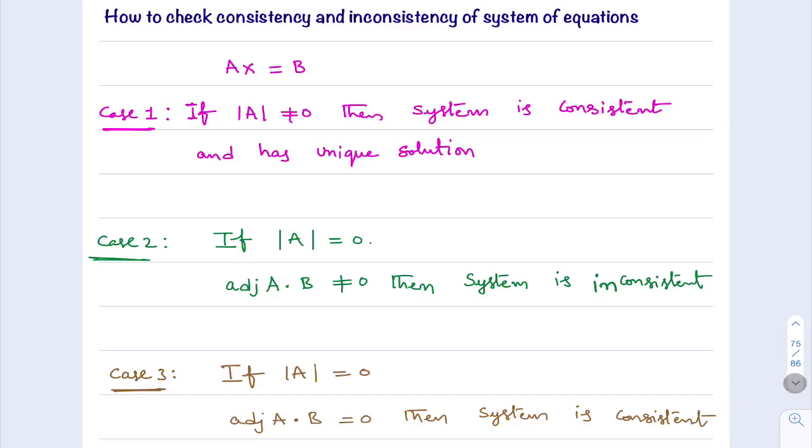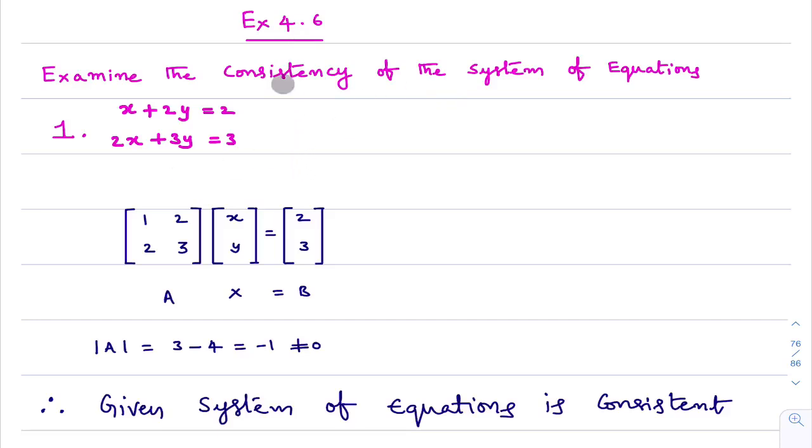Exercise number 4.6. Total 6 problems are there related to consistency. So in this class, first I am doing consistency and inconsistency related problems. Examine the consistency of the system of equations. From the first 6 questions, they are asking, this is the statement. Examine the consistency. First 6 questions, right? They have given equations like this. These are the linear equations. We need to decide whether they are consistent or inconsistent.